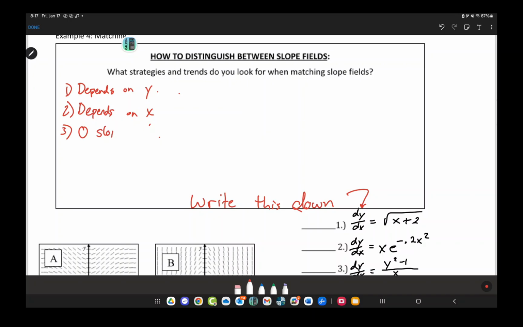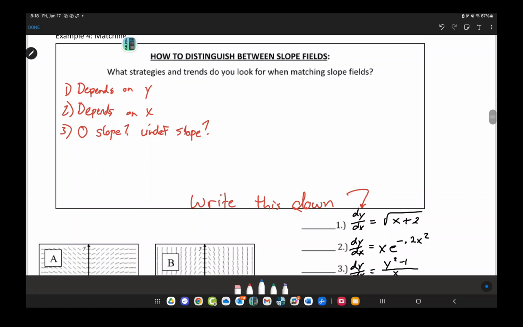Zero slope or an undefined slope. So you should be able to look at a function and say, well, I should have a zero slope somewhere, or an undefined slope somewhere. The only one that wouldn't have either of those is a straight line. You would never have an undefined slope if you do not have something like a denominator.